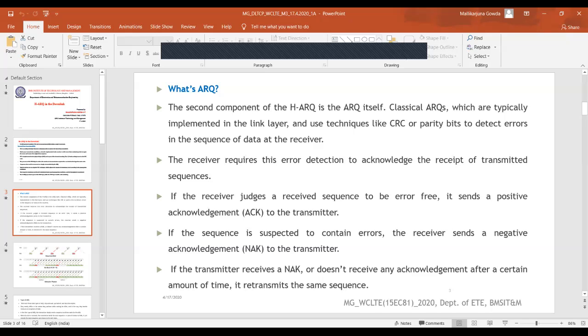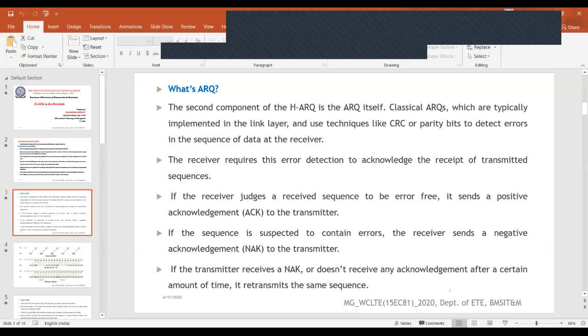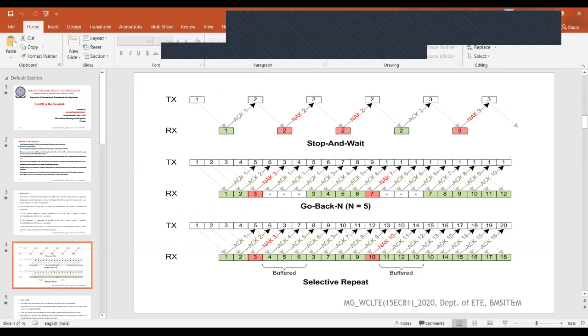And if the transmitter receives a negative acknowledgement, or does not receive any acknowledgement after a certain amount of time, we call that a timeout, then it will transmit the same sequence. I think you might have studied these ARQ techniques in your computer communication networks, like stop and wait, right? These are the three techniques which you have studied. I just kept this slide here for recap.